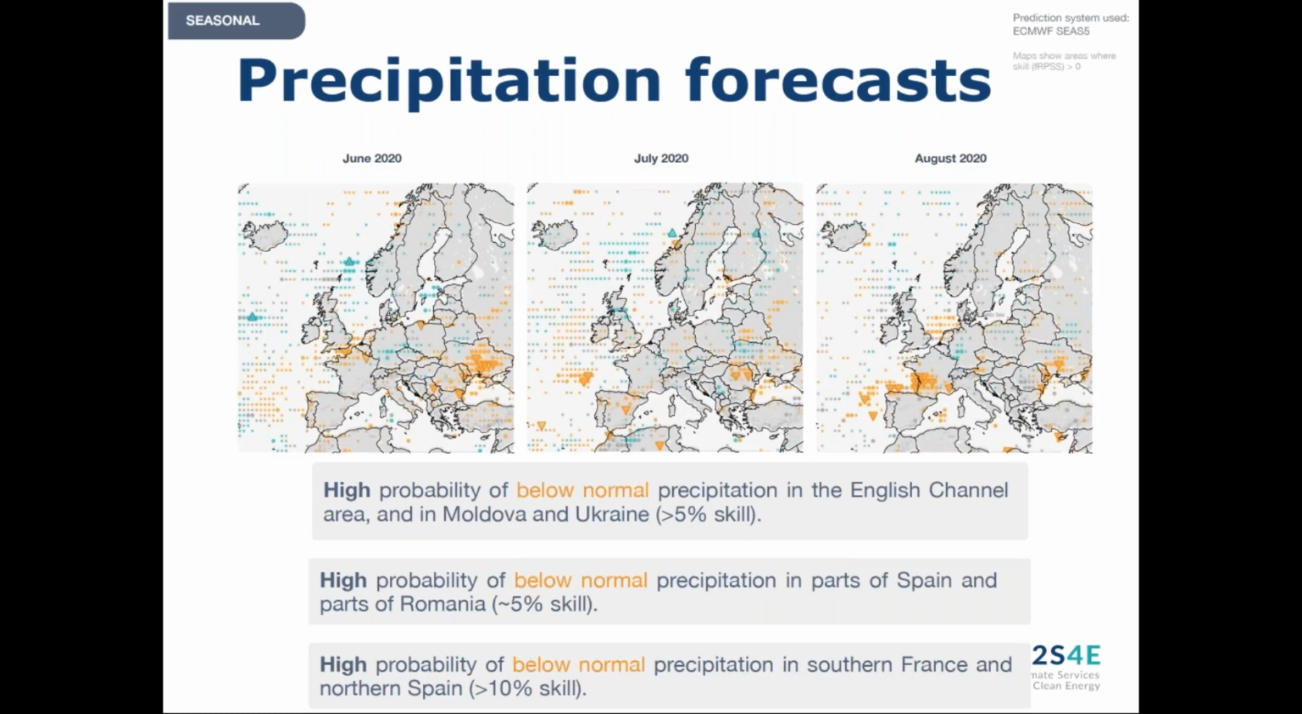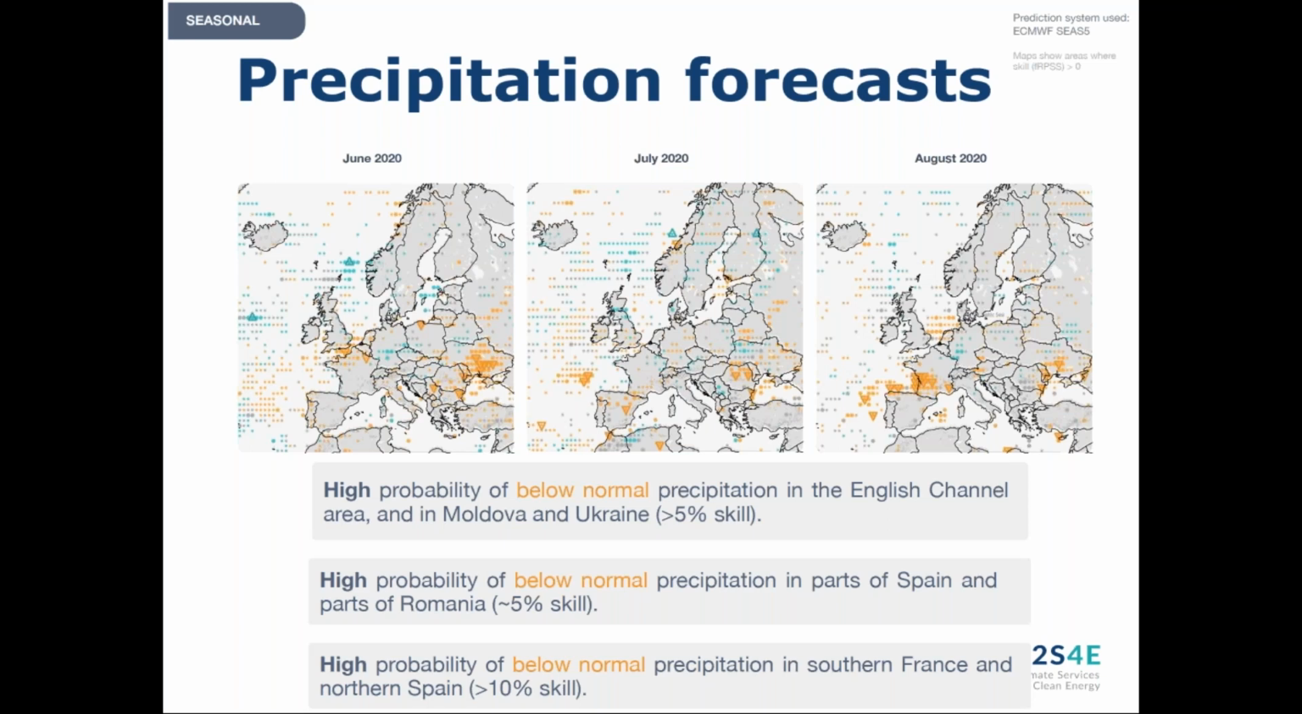So, precipitation forecasts for the next 3 months. There's potentially a high probability of below normal precipitation in the English Channel that we can see in June, also in parts of Moldova and Ukraine, with lower skill than the other fields, but still significant skill over these regions. If we look through July, there's a higher probability of below normal precipitation for Spain and parts of Romania. And then in August, we see this high probability of below normal precipitation for southern France and northern Spain, with a reasonable skill threshold there.